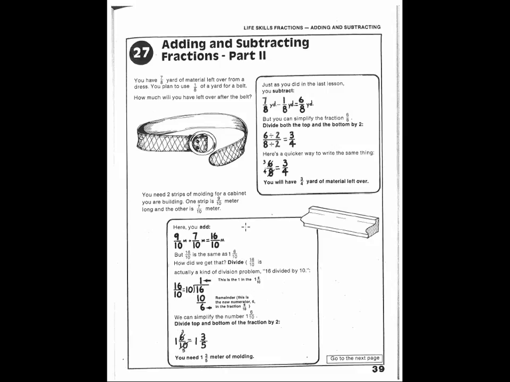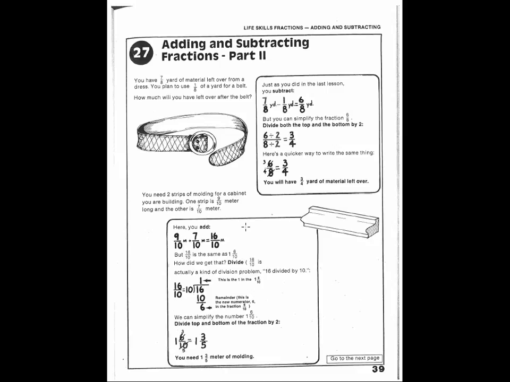Number 2, you need 2 strips of molding for a cabinet you're building. One strip is 9/10 of a meter long, and the other is 7/10 of a meter. Here's how you add. 9/10 plus 7/10 equals 16/10. But 16/10 is the same as 1 and 6/10.